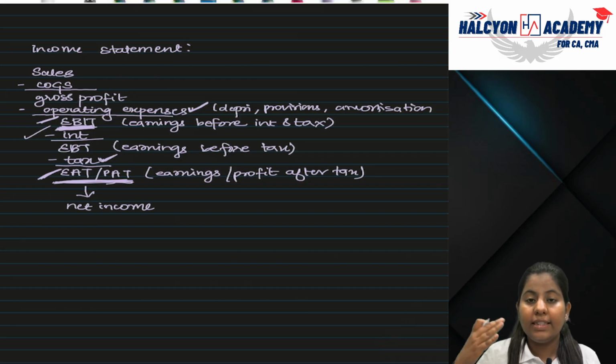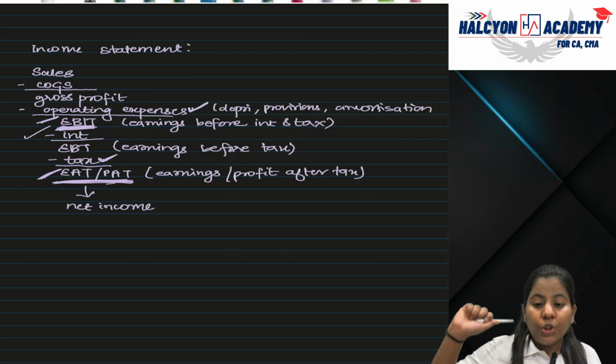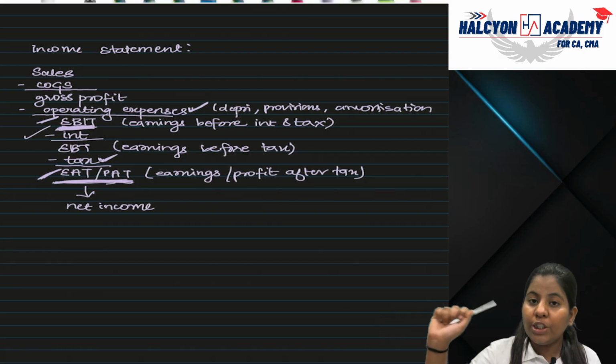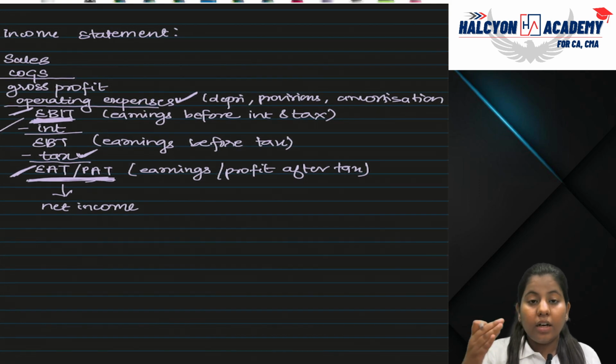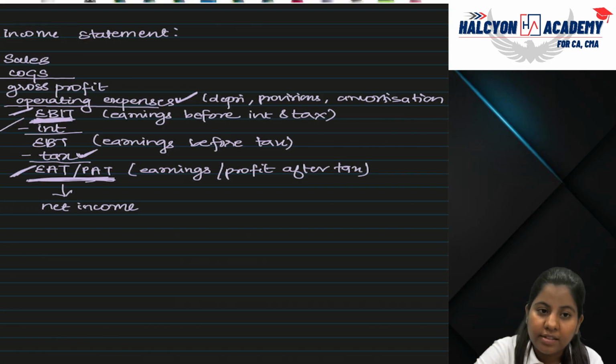Why are these not considered non-cash expenses? Because there is no actual outflow. There is no actual outflow of cash here. So we deduct it from profit, but there is no actual outflow of cash. That cash is in our hand itself.